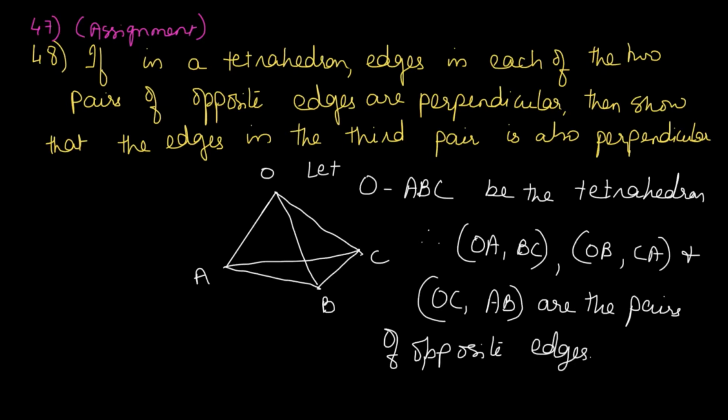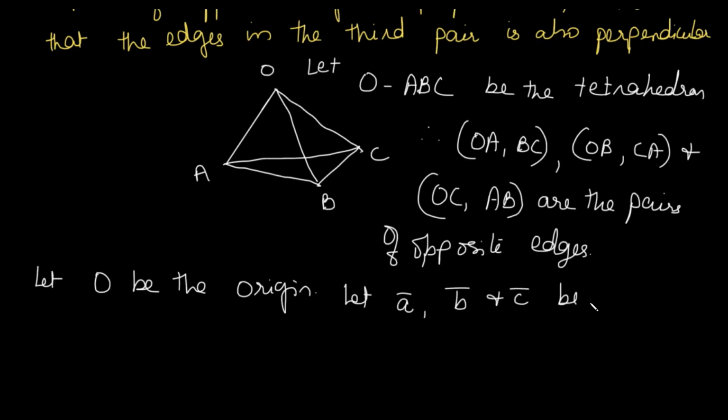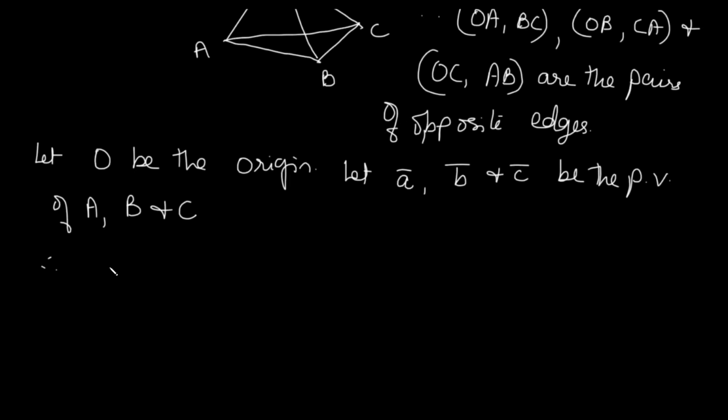Now suppose we take O as the origin in this case. So let O be the origin, and let A bar, B bar and C bar be the position vectors of A, B and C respectively. So in this case, we get vector OA as A bar, OB as B bar and OC as C bar.